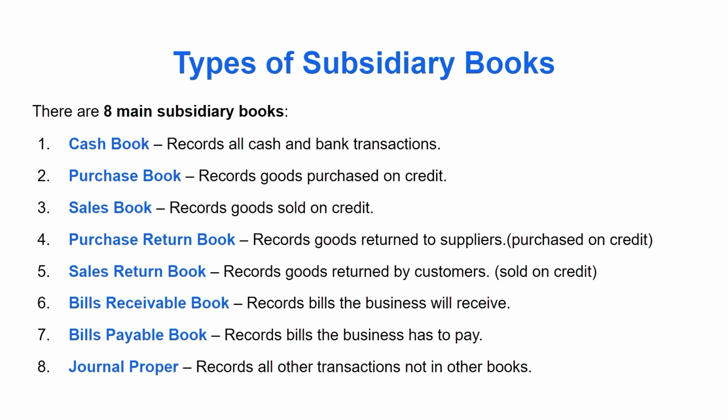Sales return book records goods returned by customers that were sold on credit. Bills receivable book records bills the business will receive. And bills payable book records bills the business has to pay. And journal proper records all other transactions not in other books.